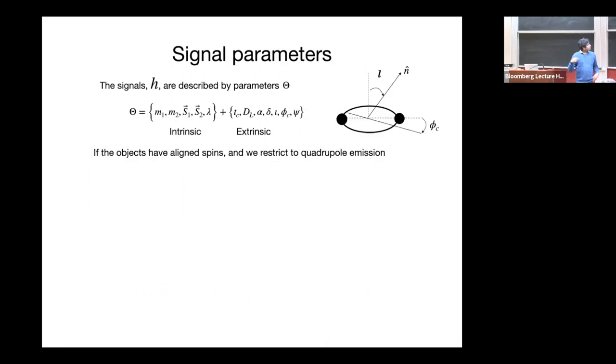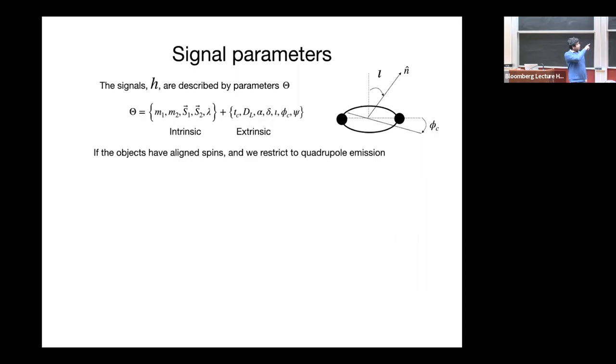Okay, so I described the overall characteristics of the signal, but then how do they depend on all the parameters of the merger? So we can divide the parameters that describe the merger into two classes. One is so-called intrinsic parameters, which don't depend on how we are located or oriented relative to the merger. And the other set is extrinsic parameters, which are useful for observers. They tell you where it is located and how it is oriented relative to us.